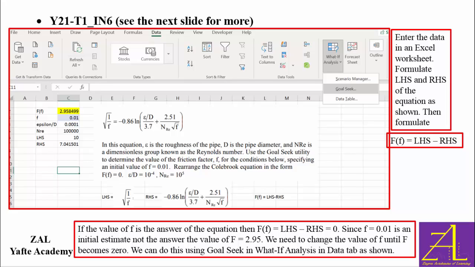With this, and using all other parameters which have known values, we get LHS to be 10 and RHS to be 7.04. Obviously, if the value of 0.01 for F were the right answer, it would make LHS and RHS equal to each other. In other words, f of F, which is defined as LHS minus RHS, would be 0. So Excel should change 0.01 for us in order to make f of F 0.